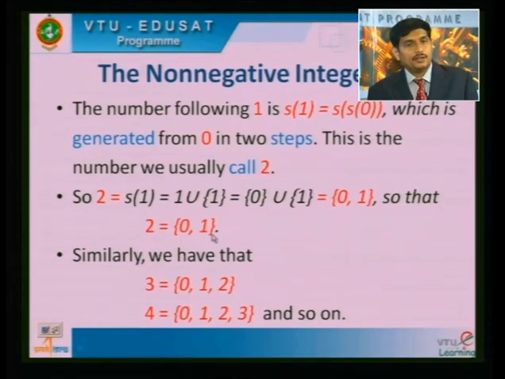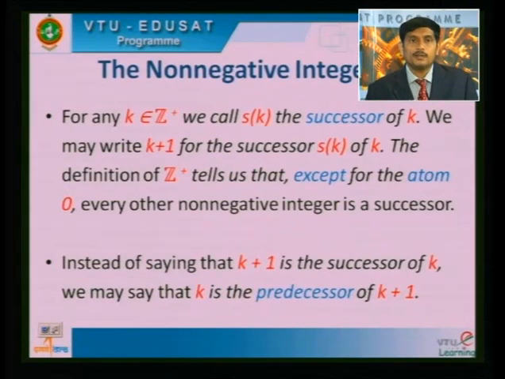Similarly, what is the next number? S of 2, that is 3. 3 means 2 union {2}. Then 2 is {0, 1}, and another element will be there, so 3 can be denoted by {0, 1, 2}. Similarly, we get 4 as {0, 1, 2, 3}, etc. These are all the recursive definitions, and we get all the elements.